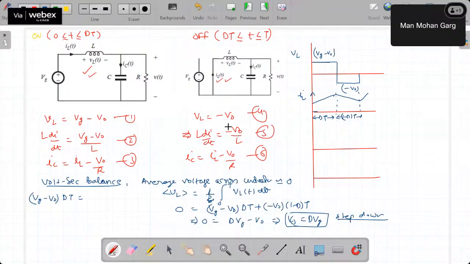I'm going a bit fast because now I need to complete this topic. Only 20 minutes are left. So this is the volt second balance.